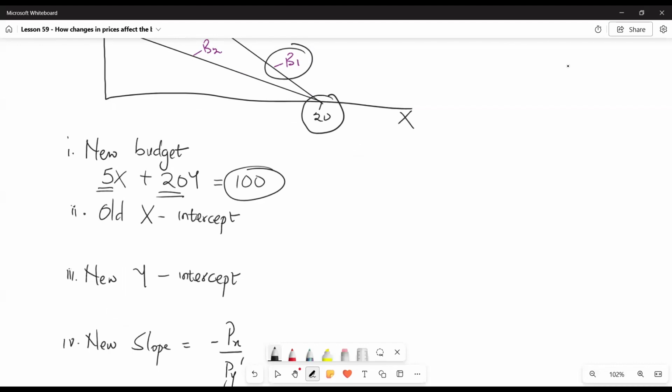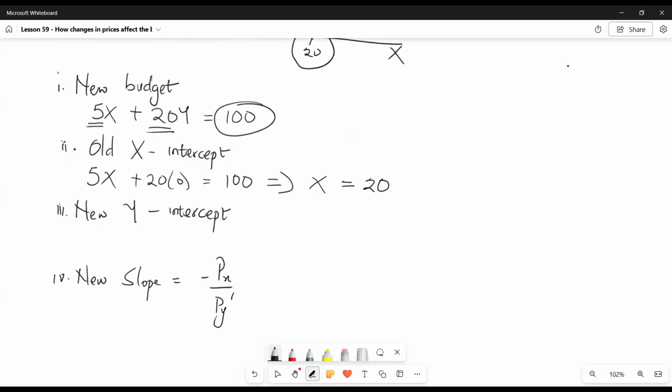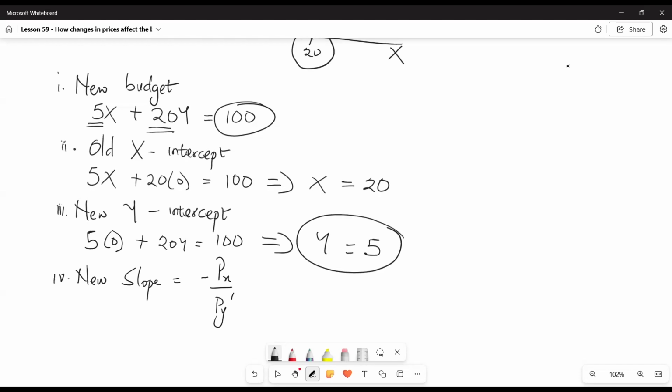So if Ella buys only good x, we have 5x plus 20(0) equals 100. And with this information, we have the x-intercept remaining at 20. And then the new intercept of y is (0, 5). If Ella buys nothing of good x, 20y equals 100, which is y being equal to 5. So we can see that with the increase in the price of good y, the maximum amount of y that Ella can now buy, given the income of 100 per week, is 5.